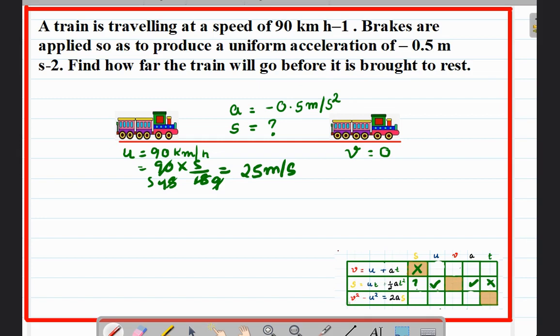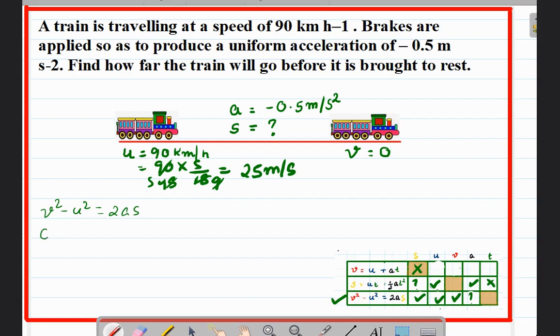Out of 4 variables, only 2 are known to us. Now let's go to the third equation. In the third equation, V is given to us, U is also given to us, A is also given to us, and I have to find S. So out of 4 variables, 3 variables are known to us. So in this case, I'm going to use my third equation of motion, that is V square minus U square is equal to 2AS. So let's use our third equation in this case. V square minus U square is equal to 2AS. And let's put all the values first.